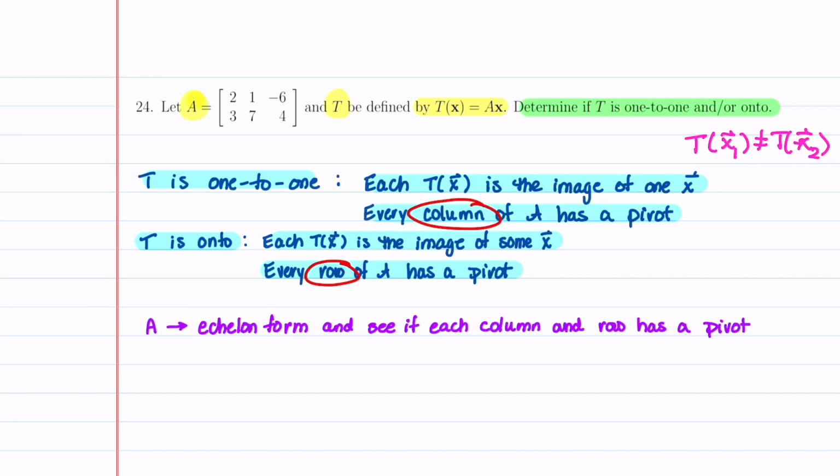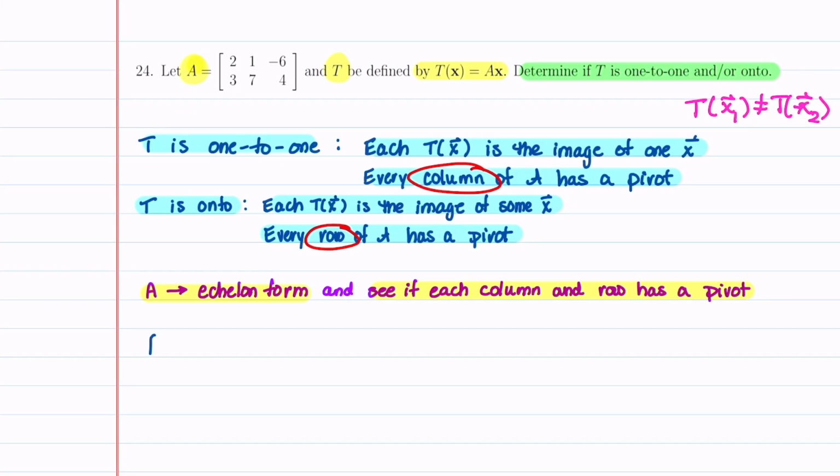What we're going to do is take A and put it in echelon form, and then see if each column and row has a pivot. Let's begin by writing down our matrix A: 2, 1, minus 6, 3, 7, 4, and we're going to put this in echelon form. I'm going to begin by circling our pivot. I think it would be a lot easier to start if we scaled row 1 to get a 1 in the upper left.